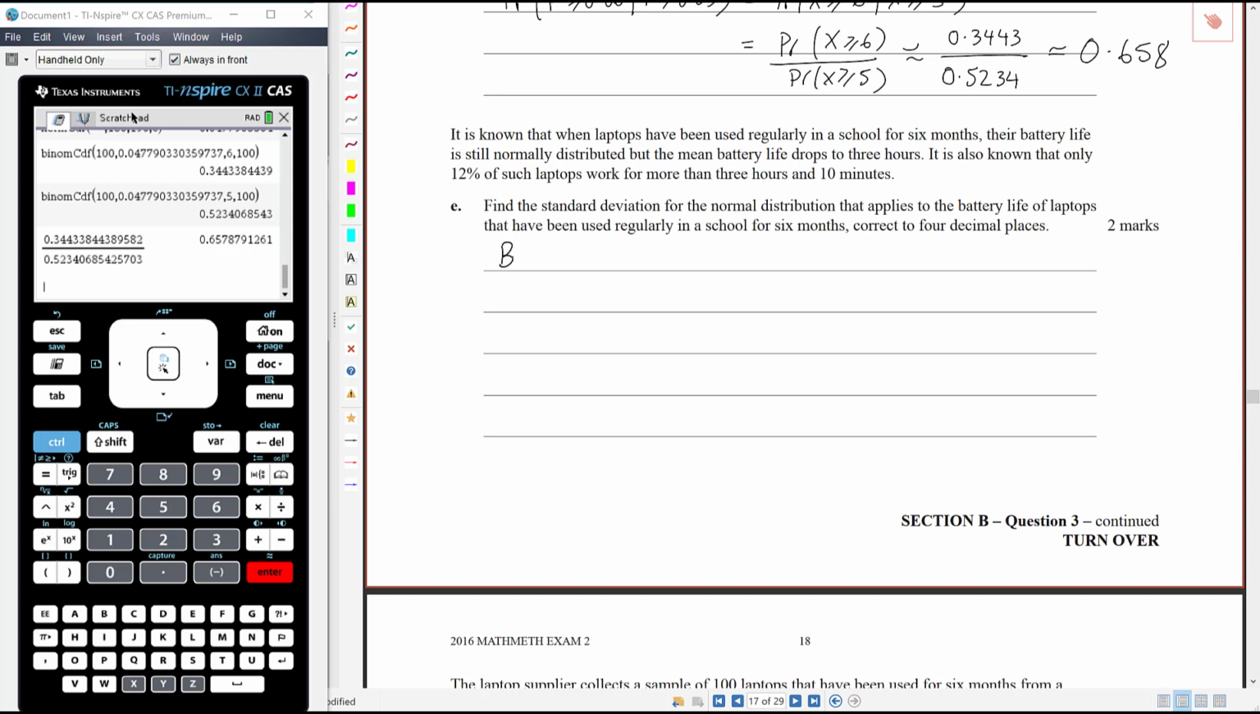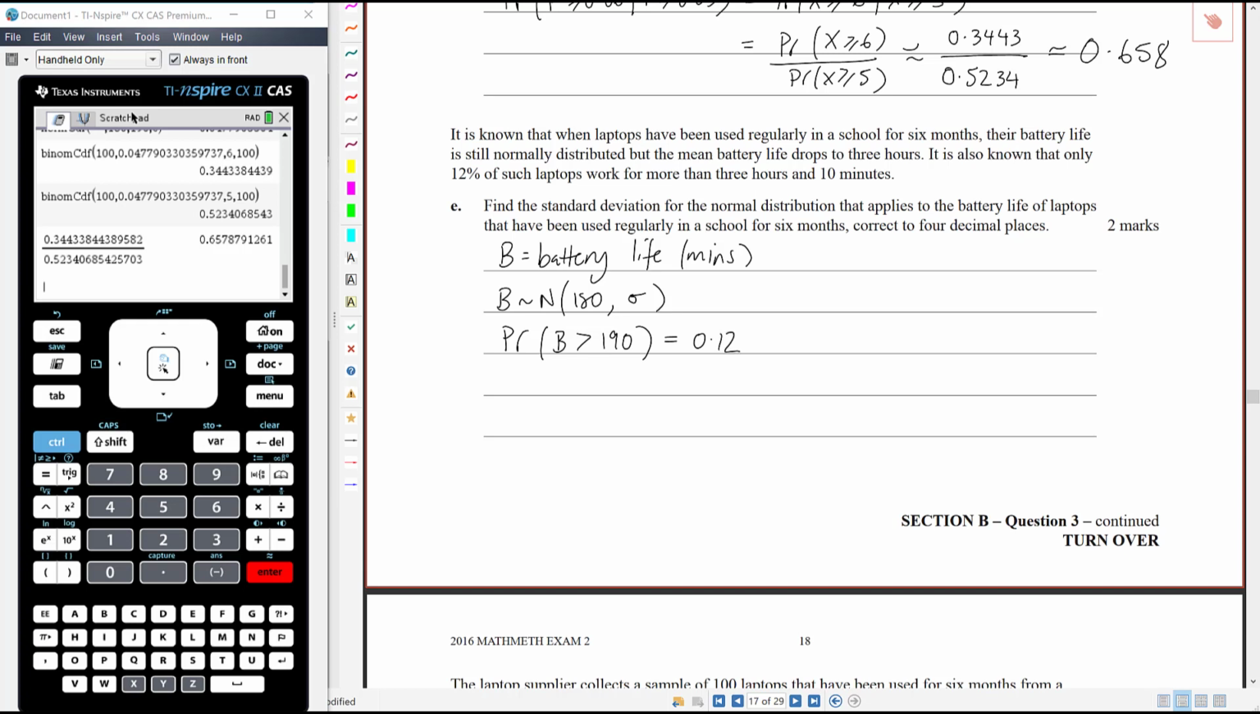Okay, so B is still the battery life. So we don't need a new letter. We're not changing that. B is a normally distributed variable, but now the mean is 180 minutes, not 190 minutes, and we don't know what the standard deviation is, so that's what we want to find. We do know that the probability that the battery life is more than 3 hours and 10 minutes is 12%. Probability that battery life is more than 190 minutes is 12%, so 0.12. We want to use that to find the standard deviation.